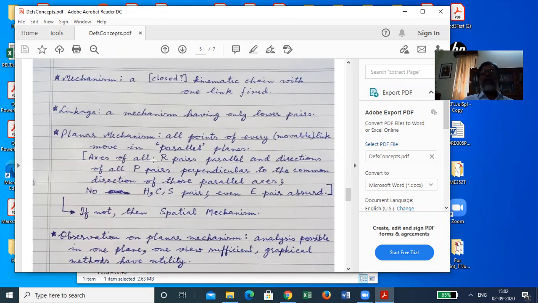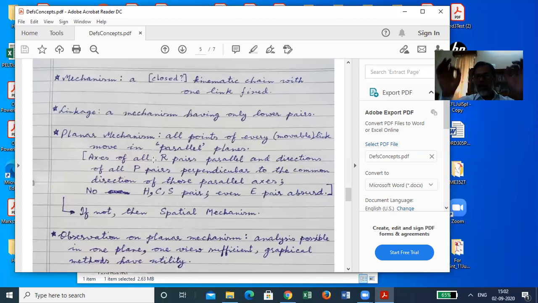So, the axes of all the revolute pairs in a planar mechanism will be parallel. So then this body will rotate about this axis, and this body will also rotate about another axis which is parallel. So all points will move. Say you consider the coordinate along the common direction of the axes as z, and the z coordinate of all points will be fixed. This point will have its own z coordinate, this point will have its own z coordinate, and so on. Okay. So that is how it is.